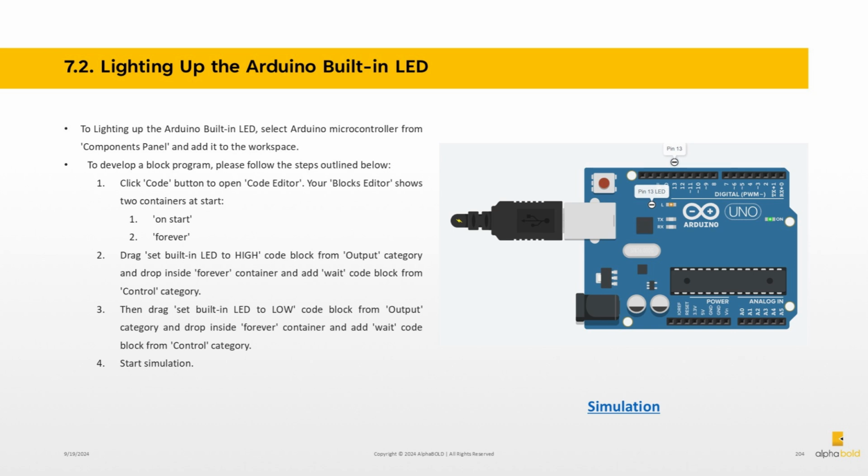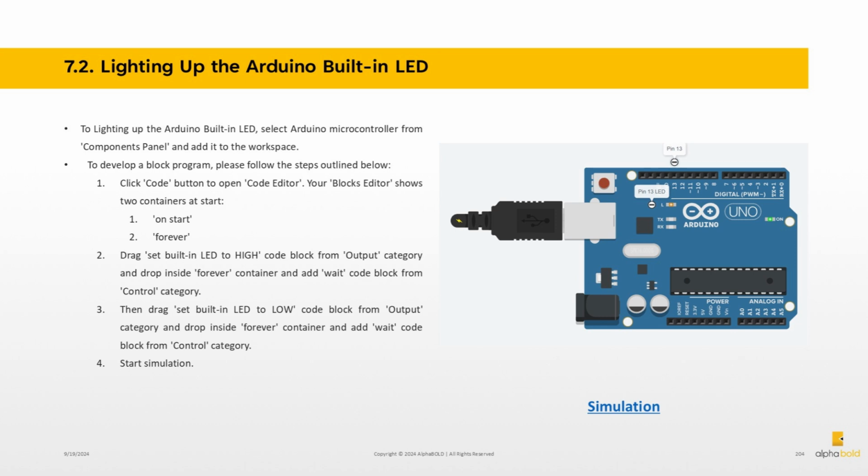To develop a block program, please follow the steps outlined below. Click the Code button to open the Code Editor. Your Blocks Editor shows 2 containers at start: On Start and Forever. Drag the Set Built-in LED to High code block from the Output category and drop it inside the Forever container, and add the Wait code block from the Control category. Then drag the Set Built-in LED to Low code block from the Output category and drop it inside the Forever container, and add the Wait code block from the Control category.